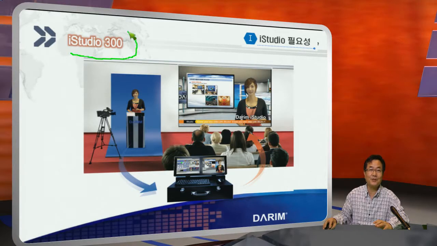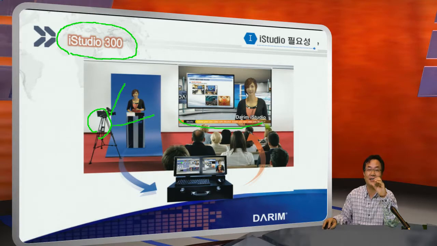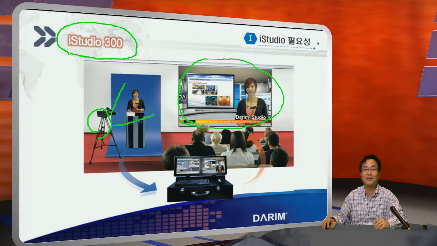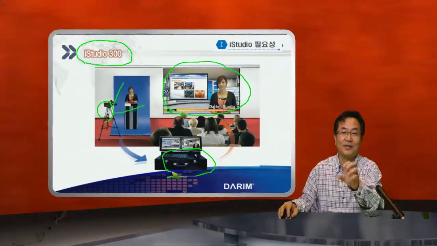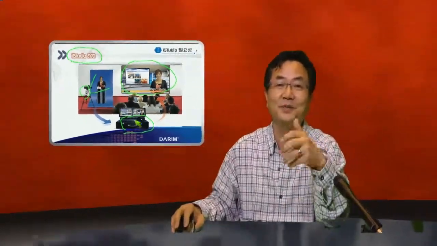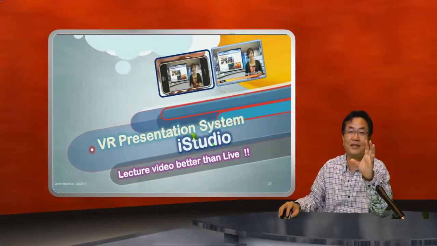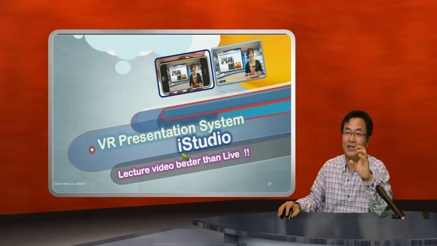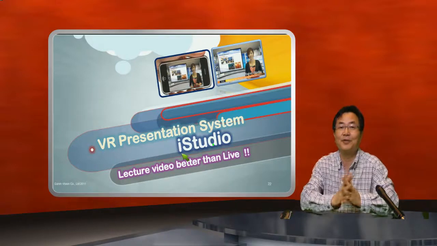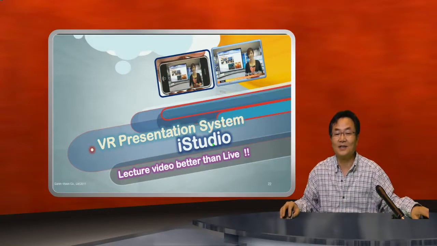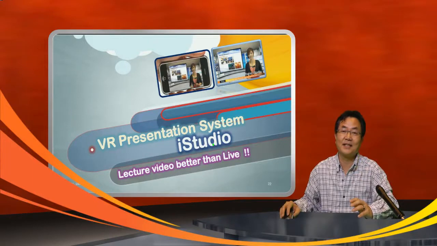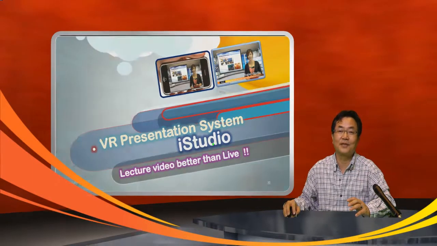So the machine I'm using is the iStudio 300. We have a camera, so we take the actor and make all this virtual environment as I'm doing. The operator can operate this transportable system, bring it to any classroom, make a very beautiful output, and also do smartphone broadcasting everywhere in real time. So this virtual reality presentation system, called iStudio, iClass Creating Studio, really makes a lecture video better than the live one. This is what we are emphasizing for the new generation of lecture capture.